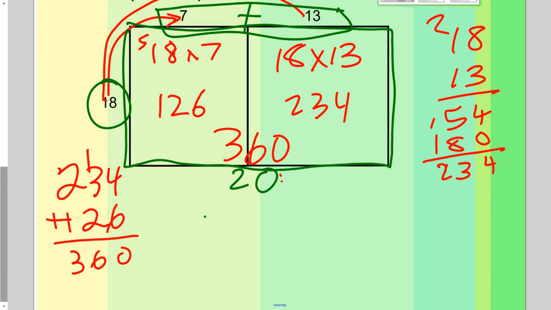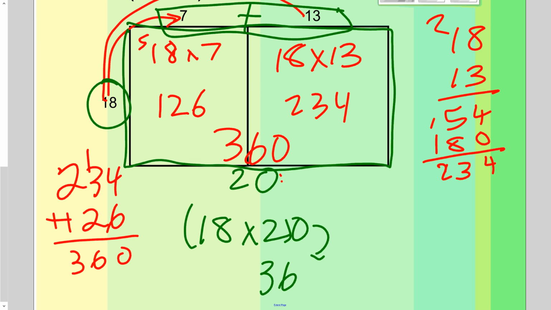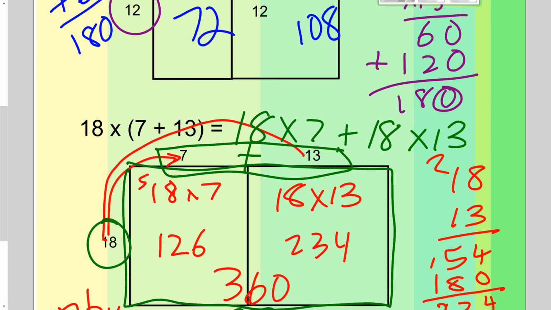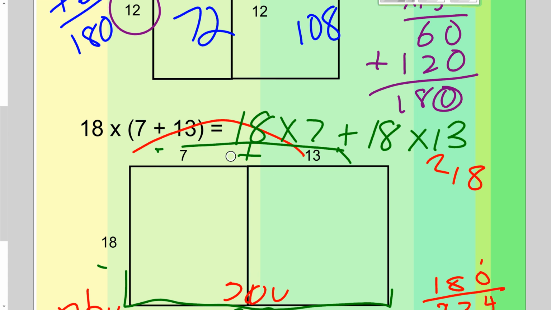And then 18 times 20, which is really 18 times 2, which is 36, and then I bring my 0, so 360. So I could rewrite my 18 times 7 plus 13. I could have shown it as 18 times 7 plus 18 times 13. Now, the reason we want to see this is, when we look at this in different ways, we can figure out, well, what's the best way or most convenient or efficient way to solve this?